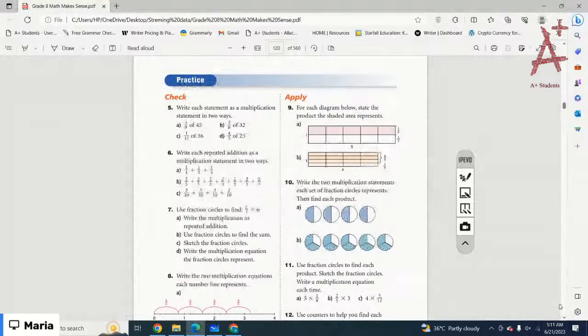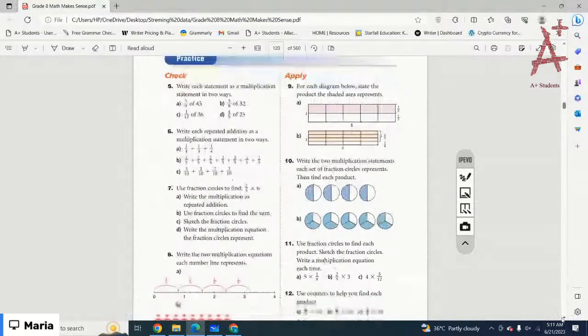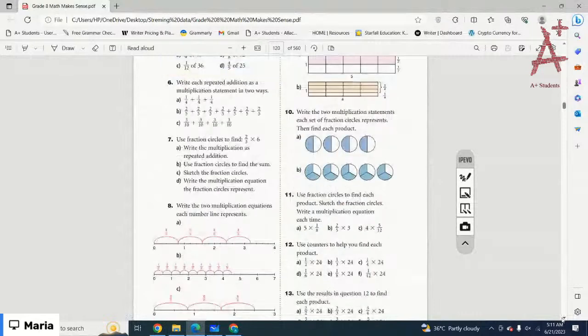Just look at question number 10. Write the two multiplication statements each set of fraction circles represents, then find each product. So you have to write down the two multiplication statements and then you have to multiply them.